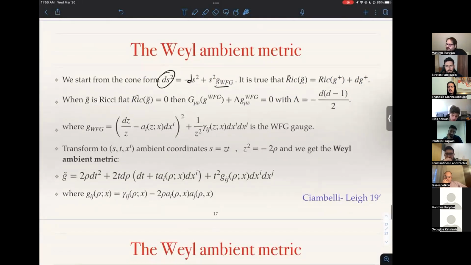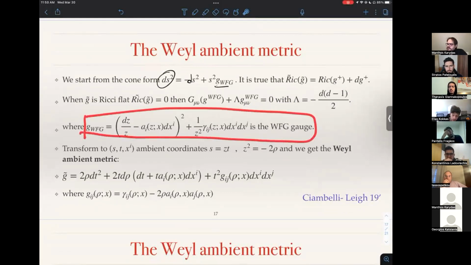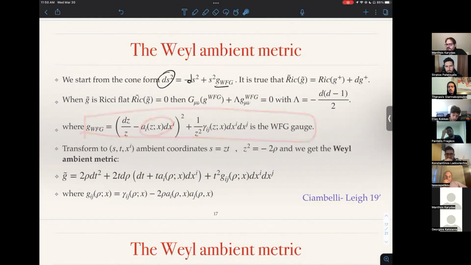What Rob and Luca did, they generalized the Fefferman-Graham gauge, and they introduced this Weyl connection here, A_i. One important result of their paper is that they gave an interpretation of this new extra mode in the metric. The boundary field theory has an interpretation of the Weyl connection that I described when you pull it back to the boundary.